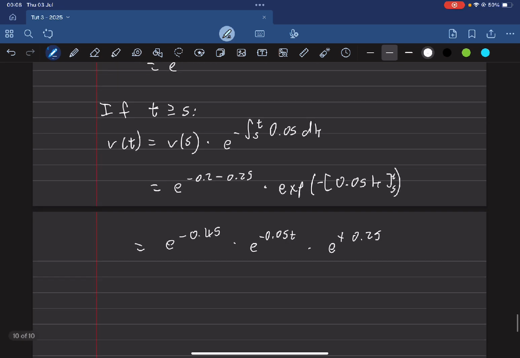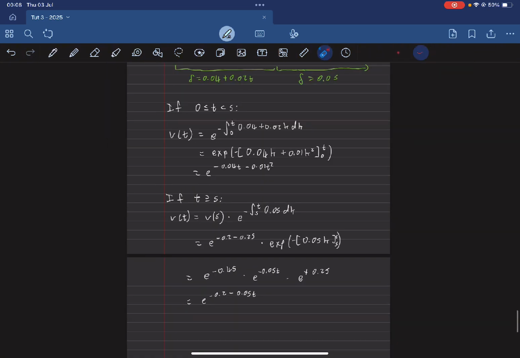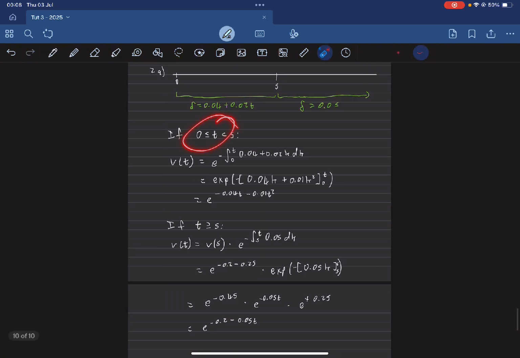Okay, cool. So now if we just combine these two, we're going to get e to the power of negative 0.2 minus 0.05t. And that's going to be your final answer. So if t is in this range, this is going to be your discount. And if t is greater than 5, that's going to be your discount. And that's 2a.